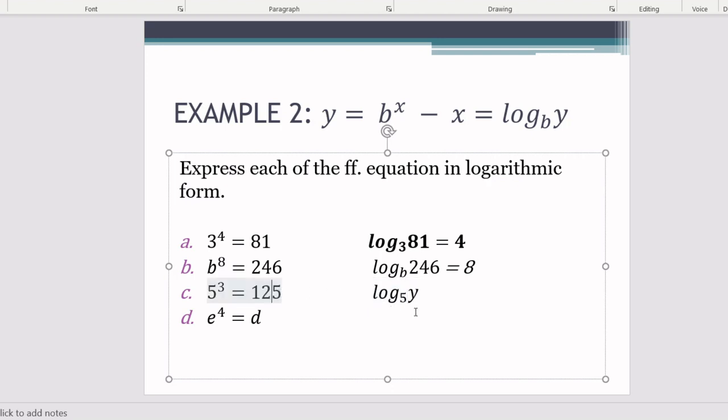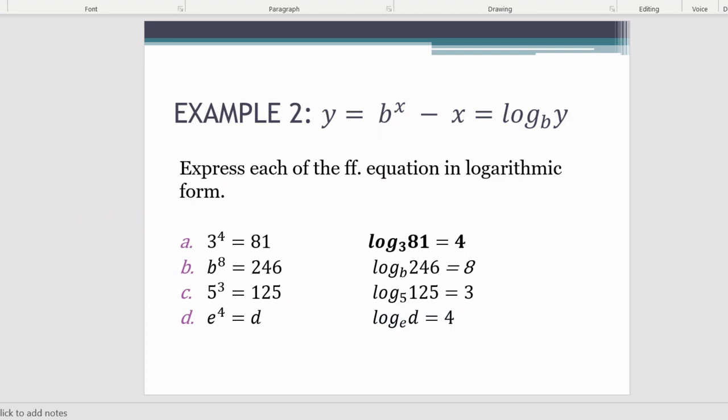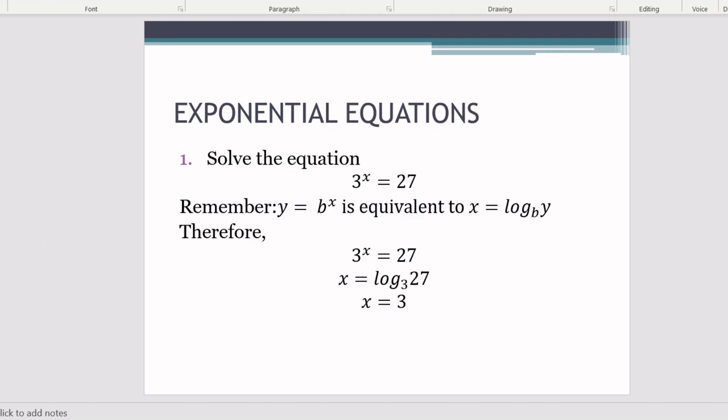And our y is, what is our y? That's 125. Now our x is equivalent to 3. Okay, for this equation, our b is e, our y is d, and our x is 4, which gives us this form. So log e of d is equal to 4. Okay, all right, now let's go with equations.